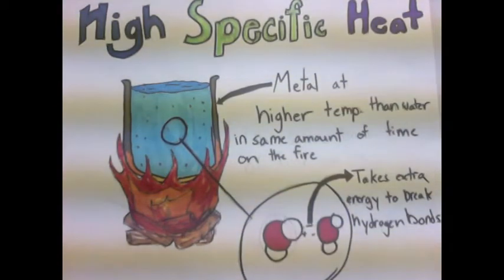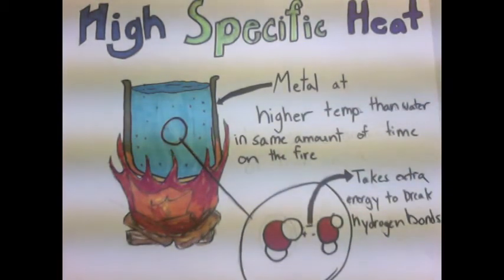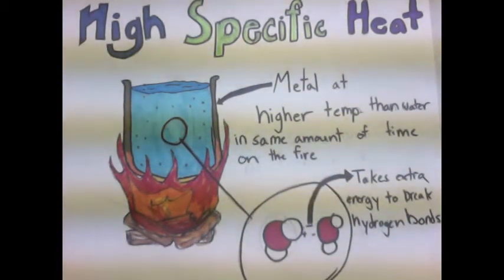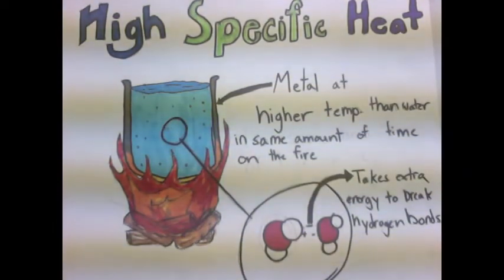This is also the reason coastal regions have milder climates. And it also makes water a good coolant for our body's organs. Most importantly, it allows our cells to resist temperature changes in our environment, because they are all water-based as well.